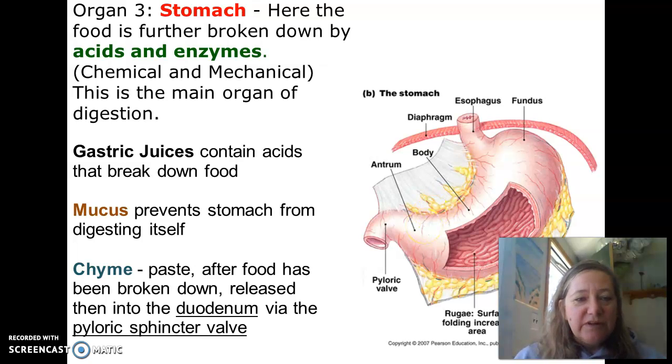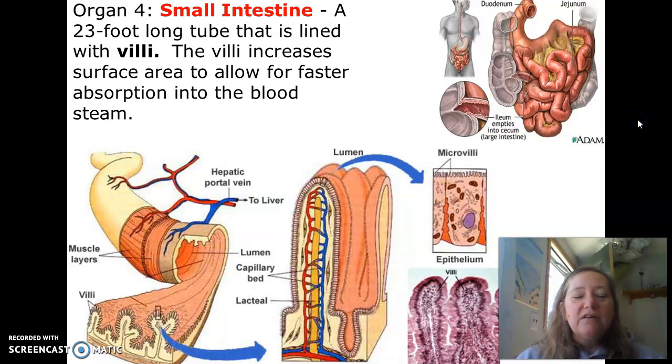Once the food is broken down, it creates this paste called chyme, and then it's released into the duodenum via the pyloric sphincter valve. So after the stomach, we have organ 4, the small intestine. Although it's small, it's long. It's the longer of the two, but it's smaller in diameter. And it's 23 feet long, and it is lined with this special material called villi, right here.